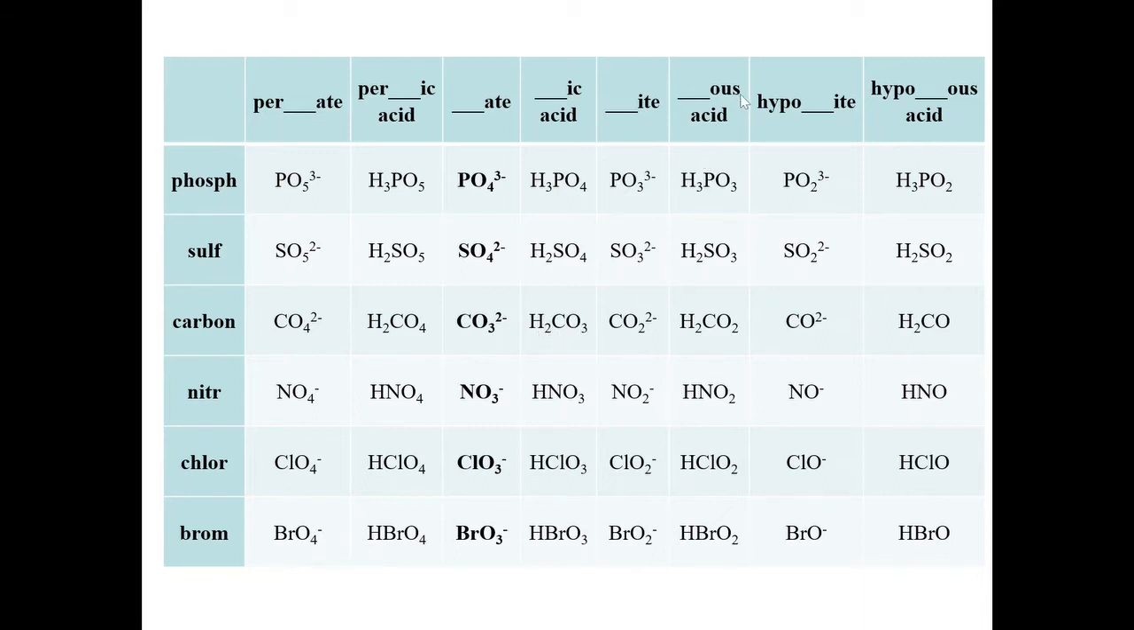The -ous acids are the same relationship that we saw with -ate and -ic acids, but now with -ite and -ous acids. So for example, sulfite is SO3 2-, sulfurous acid is H2SO3. This table is based on a pattern, and the only thing that hopefully you have to memorize are the names, the number of oxygens, and the charges of these eight ions right here.